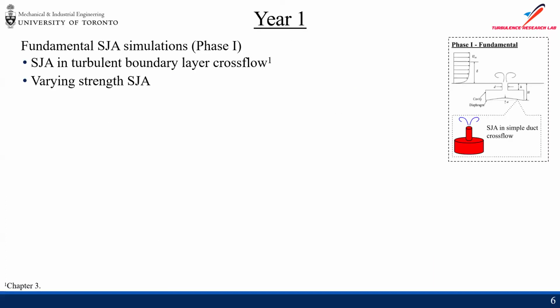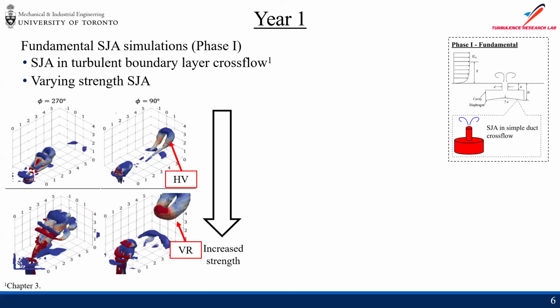Now, starting with the work done in year one, that was on phase one, quite fundamental. Have a single circular nozzle SJA in a turbulent boundary layer cross flow. The main thing I looked at is changing the strength or the momentum of the SJA. What I saw was that at lower strength, we primarily get something called a hairpin vortex, HV. So the structures aren't able to penetrate very far into the boundary layer. They just stay closer to the flow surface. Now, as we increase the momentum or the strength of the SJA, the jet column gets more of a chance to penetrate the boundary layer further in, forming something called a vortex ring, VR.